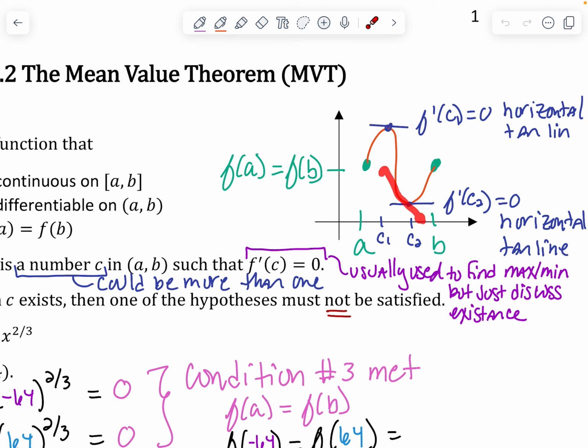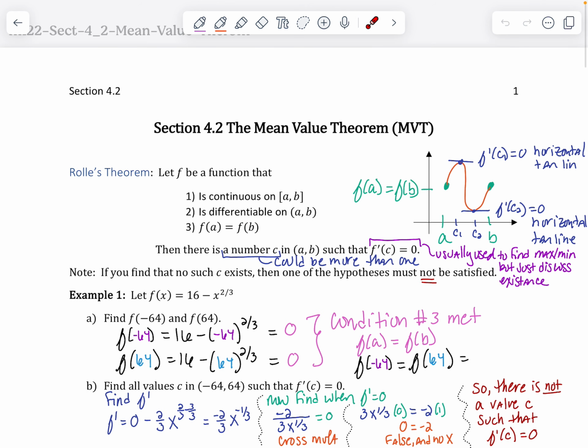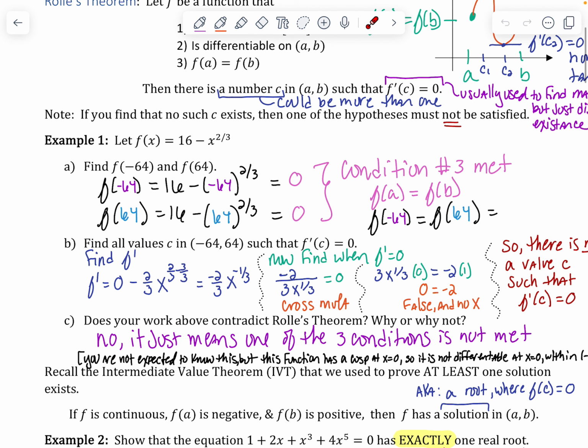So over here, I have a tangent line, but because this is not equal to 0, it's not a horizontal tangent line, so whatever that point is, it's not considered C according to Rolle's theorem. My visual had 2 C values. You could have 10, you could have 100, you could have just 1. So let's go ahead and look at example 1.